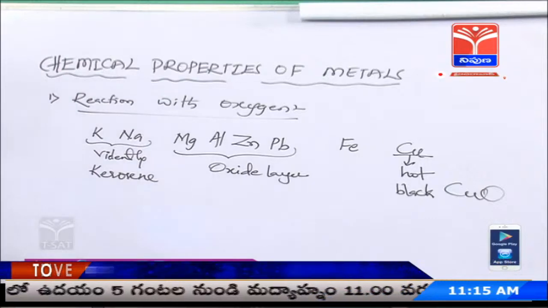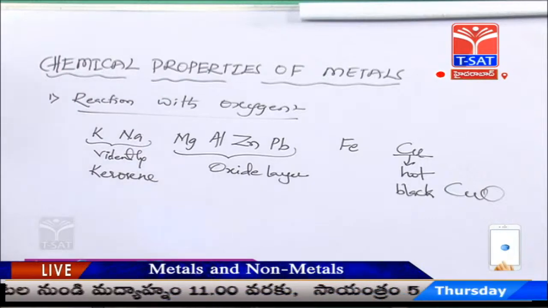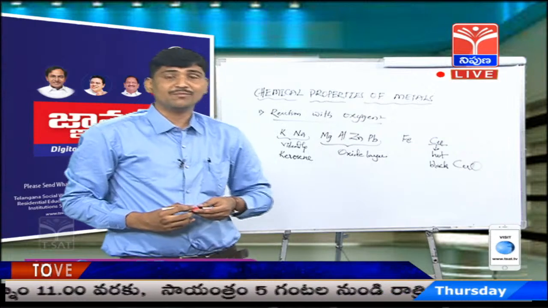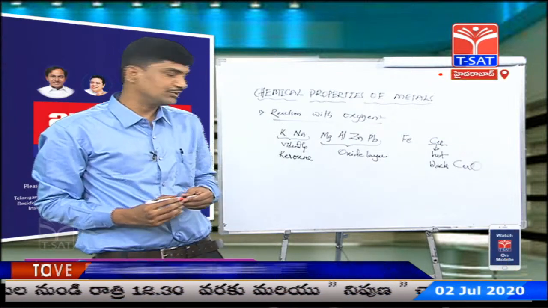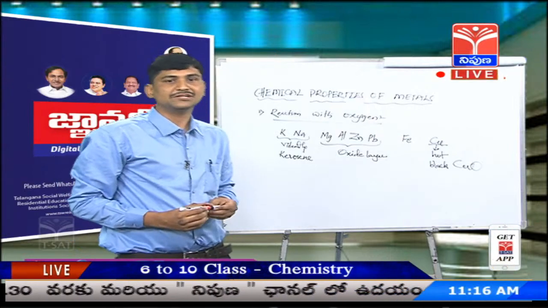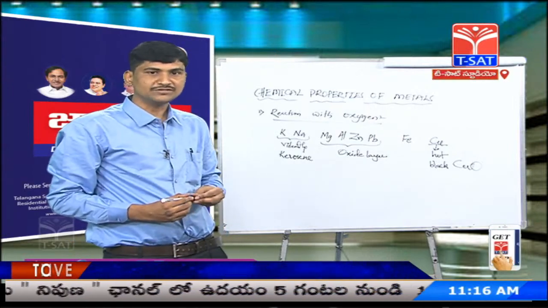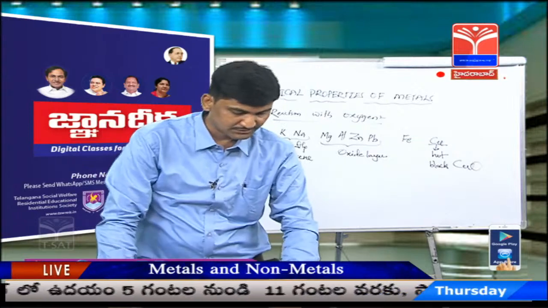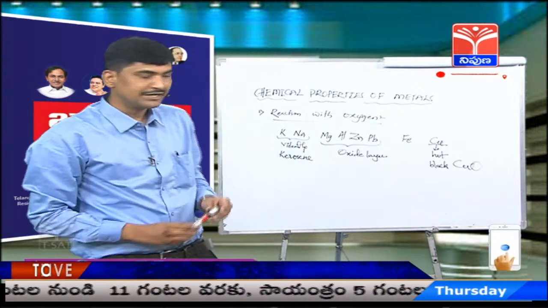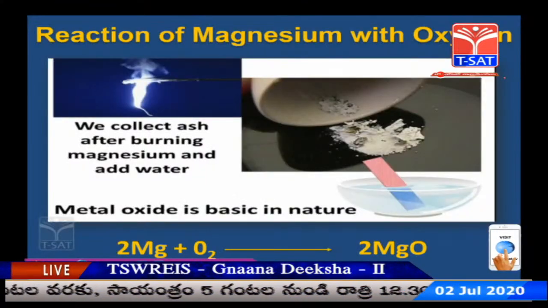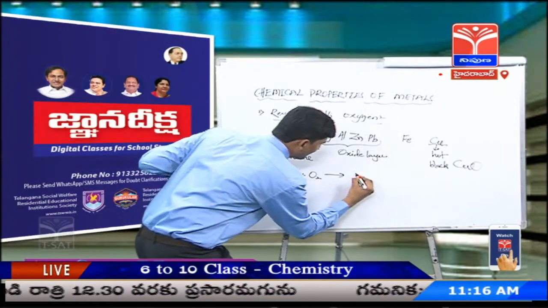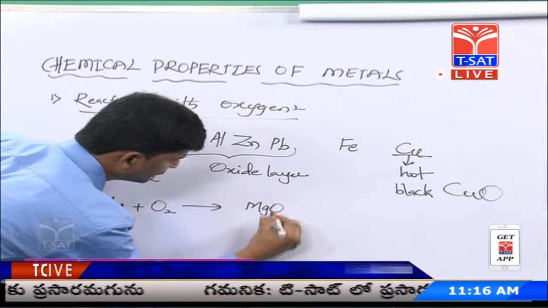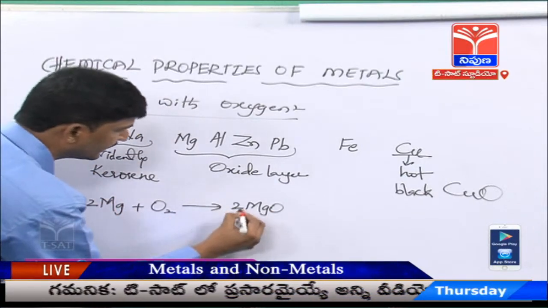That is about the reaction of metals with oxygen, but we need to know the nature of metallic oxides. For this we need to discuss a small activity related to magnesium. When it is burnt in oxygen, what happens? Let us see the slide, children. So, when magnesium is burnt in oxygen, what happens, children? It burns excellently with a white dazzling flame.